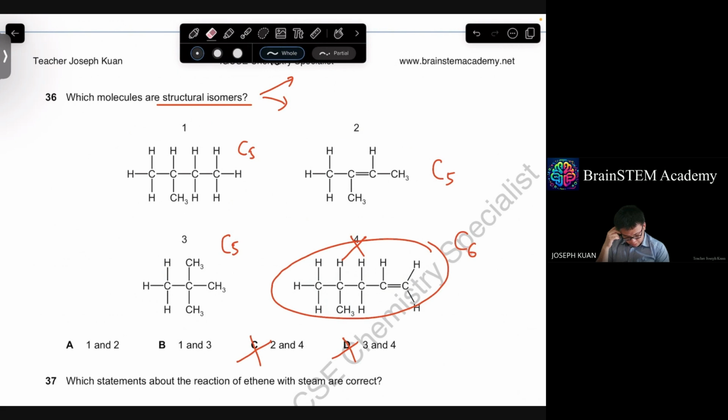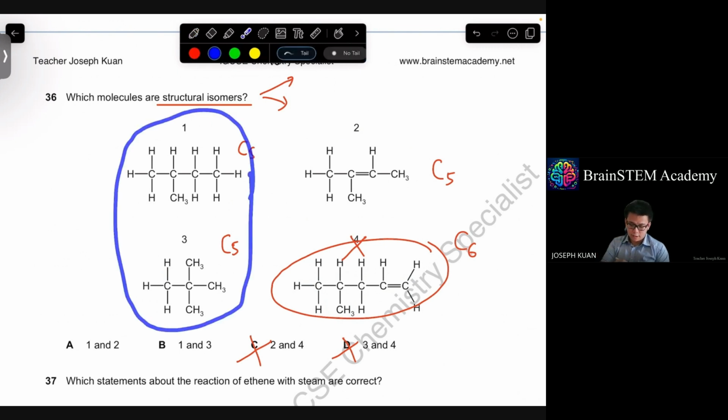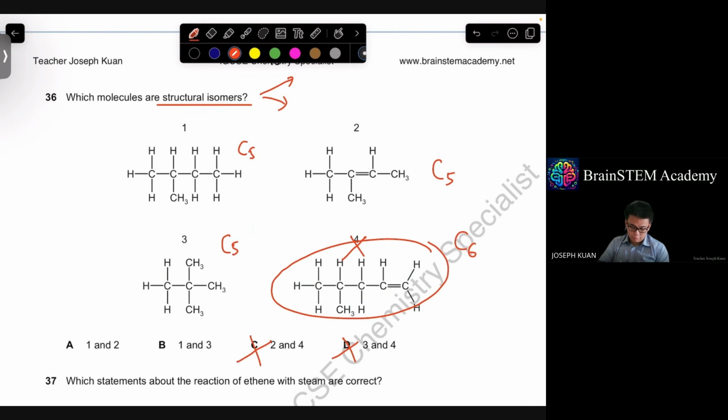It should be 1 and 2 from deduction. Otherwise, you can count manually. How do I know? Because both of them are saturated hydrocarbons. They should follow the alkane formula, which is CnH2n+2. So both of them are C5H12. This is C5H10. It's unsaturated, following the alkene general formula. 1, 2, 3, 4, 5. 3 plus 3 plus 3, 9. Yeah, so 1 and 3 is the answer, 36.